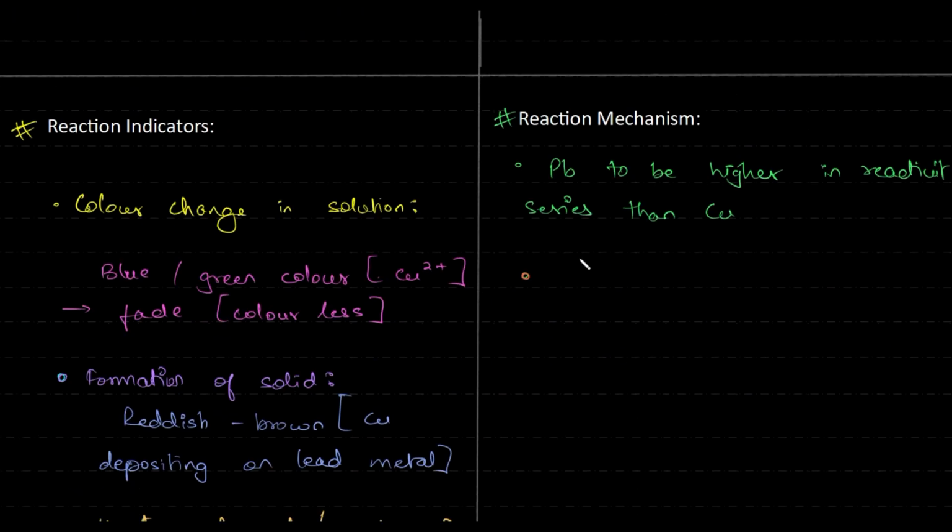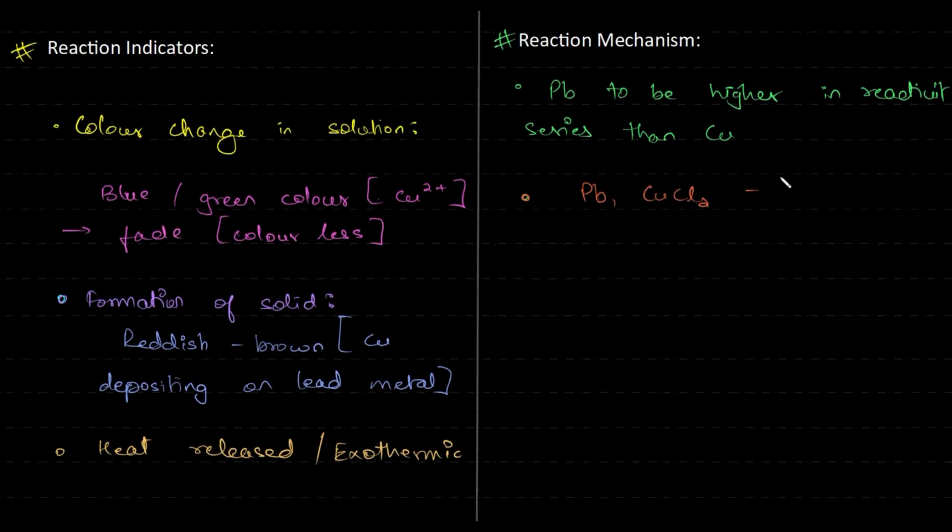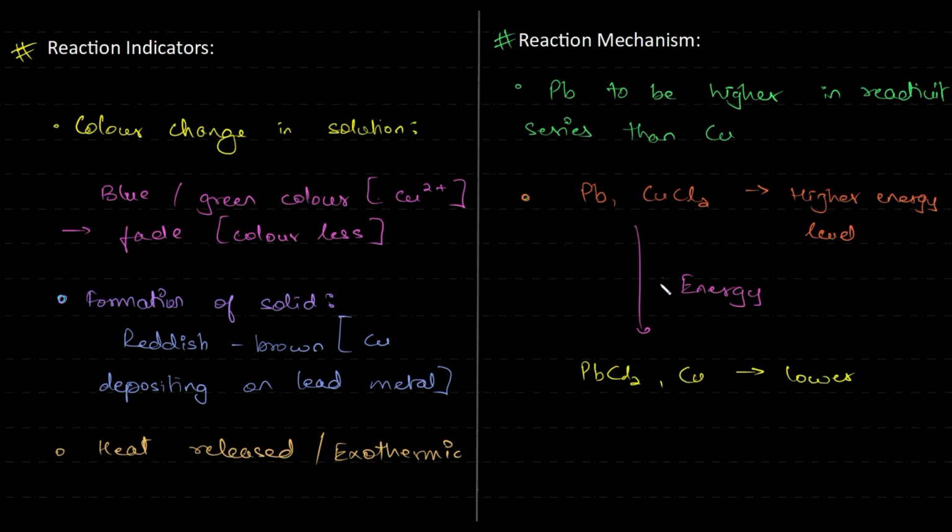Your initial PbCuCl2 is of higher energy level compared to the resulting PbCl2 and Cu, which is lower. And this is nothing but a difference in energy. That is, the energy is reducing. So this has to go somewhere. Energy cannot be created or destroyed. And this will come out as heat.